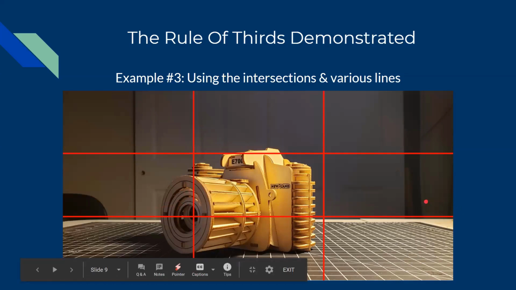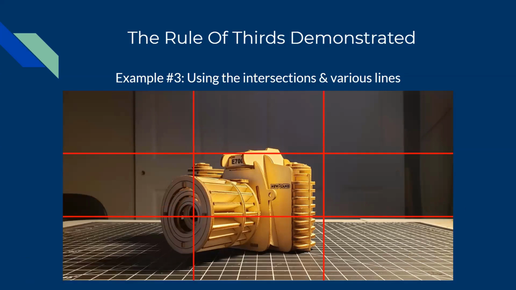I would like to use at least one intersection point and one line in my photographs, either a vertical or horizontal line, because I think it generally spurs out some very interesting results. It's not foolproof. It doesn't work every time, but it is a good thing to try.